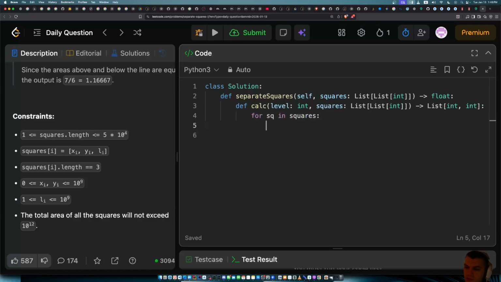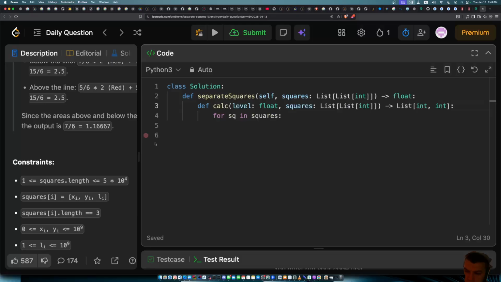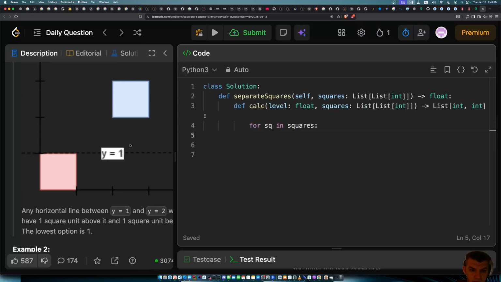Okay, so for the calculation I'm gonna go for square in squares. There are three possible cases: the square is below the line, the square is above the line, and the square is split by the line. And then here I'll have this, say, double float. So let's assume it's the square. How can I check if the square is above the line or below the line?